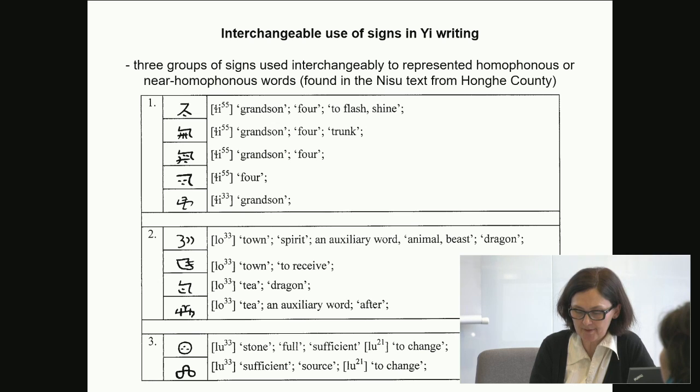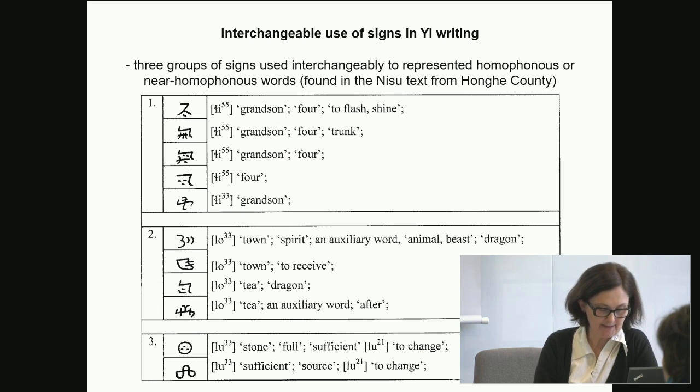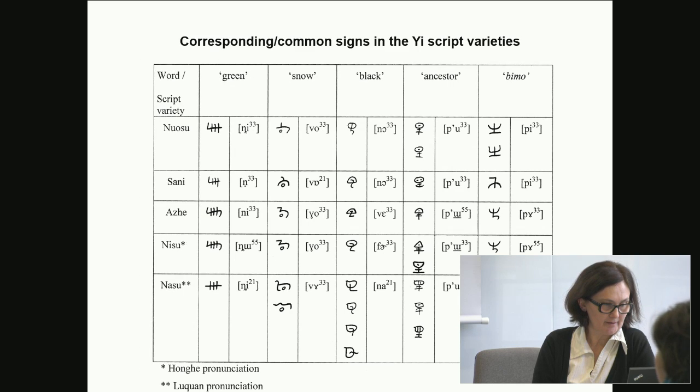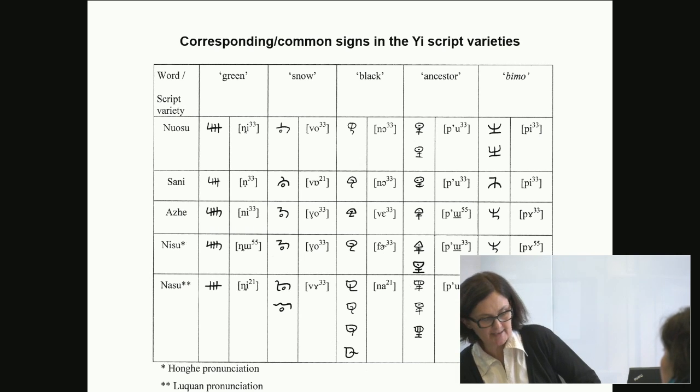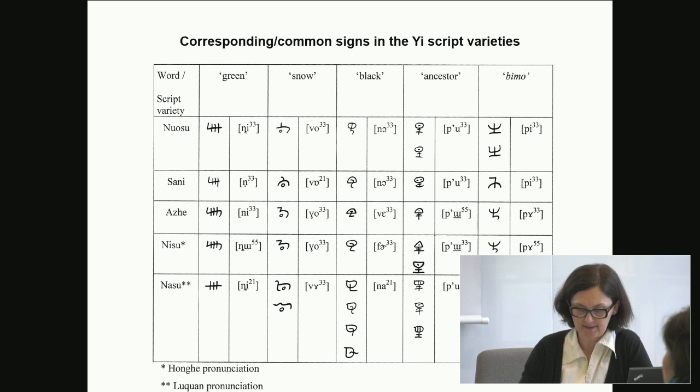Now I would like to focus on the diversity feature of the traditional writing. First, the diversity in the general appearance of graphs, in particular scripts, is due to the stroke shapes typical for particular varieties, and it is visible in the illustration that shows the examples of corresponding graphs in the scripts.